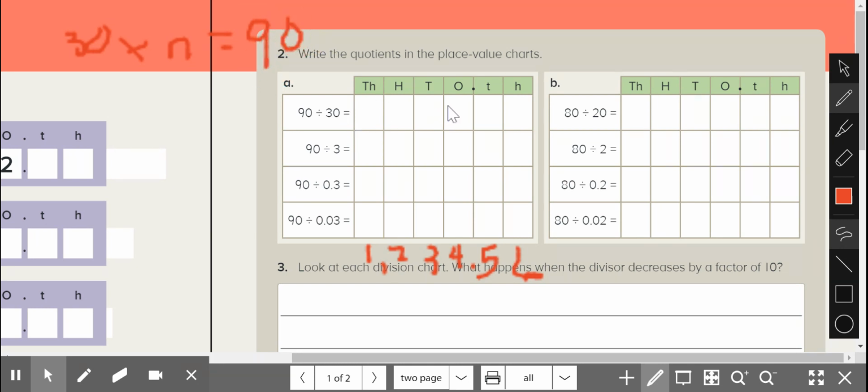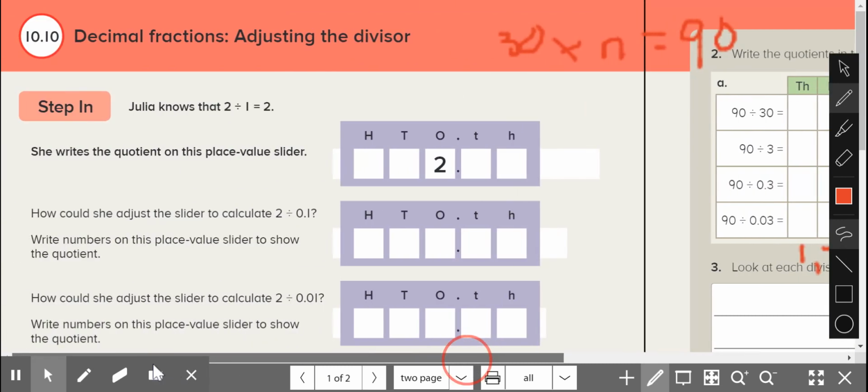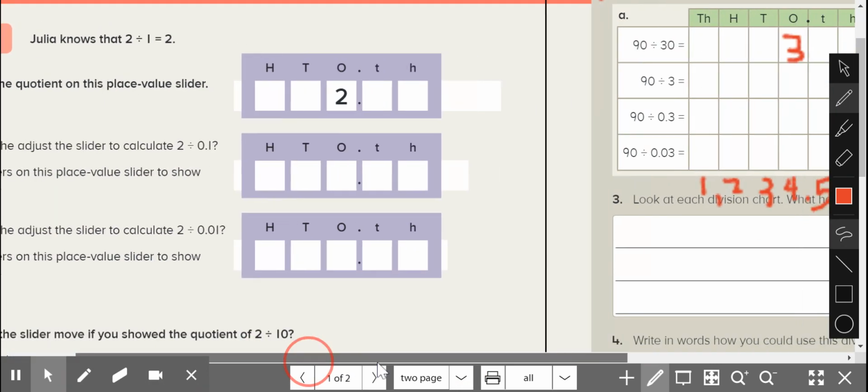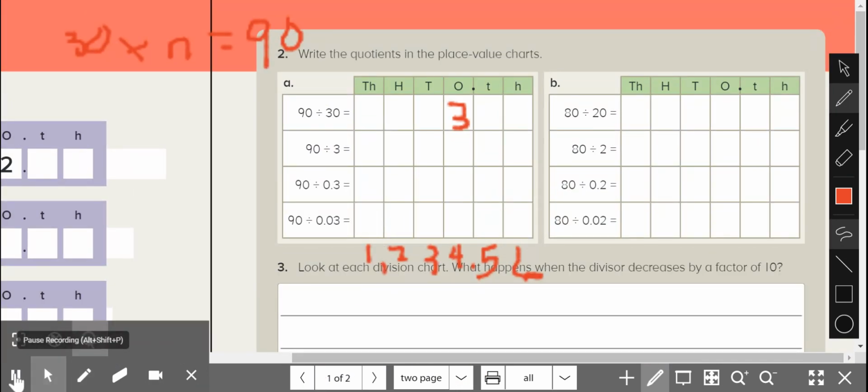Well, 30 goes into 90 3 times. And you see where I chose to put this. I chose to put this in the ones place. There are no tenths or hundredths, and there are no tens, hundreds, or thousands. So 90 divided 3 ways, this number is going to get bigger. As my divisor gets smaller, my quotient gets larger.